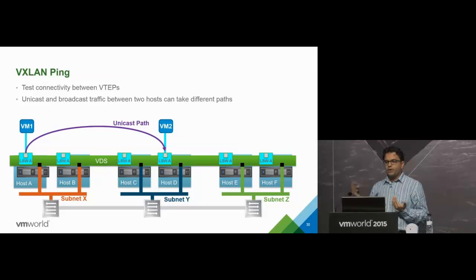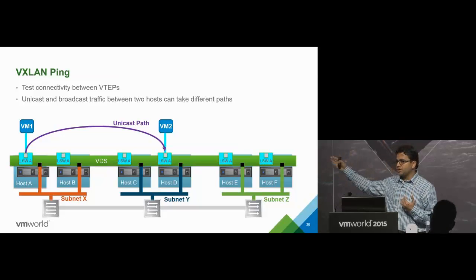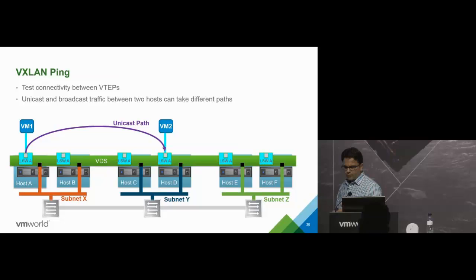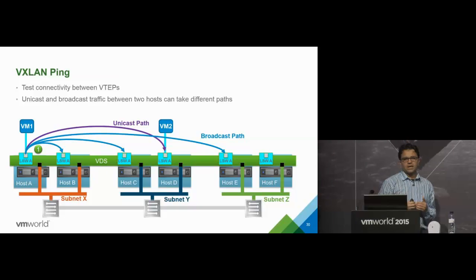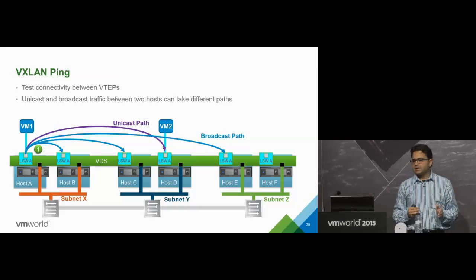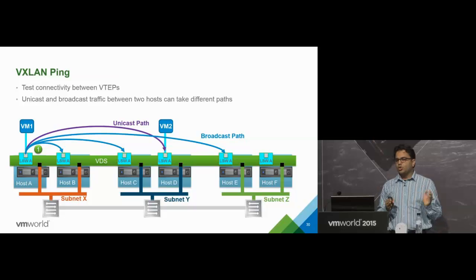VM1 is trying to send a packet to VM2. Host A knows about the location of VM2 because the NSX controller knows about it, and it's going to send it over to VM2 using the same logical switch A. But the broadcast is handled differently in the NSX platform. It happens in 2 stages.